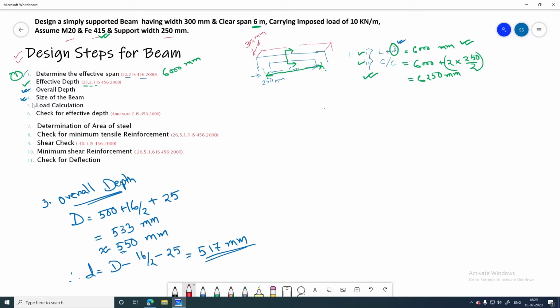Okay, so the size of the beam, what is the final size of the beam that we got? It is 300, it is already given, and the overall depth that we got, that is 550, right? Now the load calculation. So the load calculation, it is also very easy.